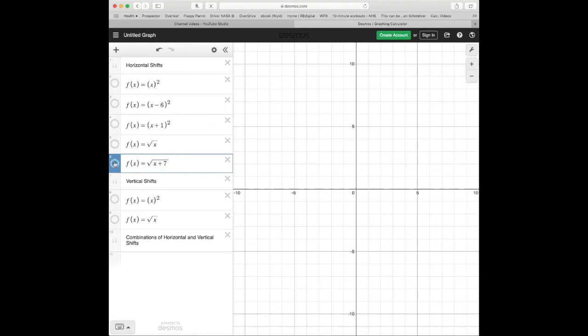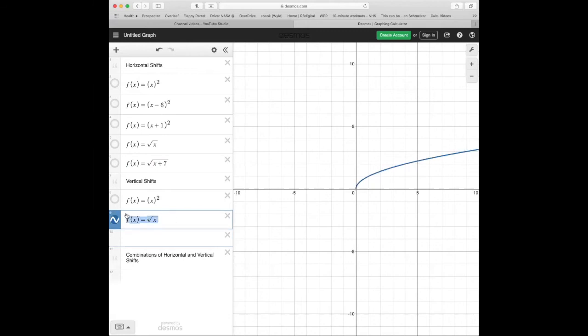Okay, all right, let's look at vertical shifts now. So originally when we did vertical shifts, we started with our square root graph, and first we did the square root of x minus 2.